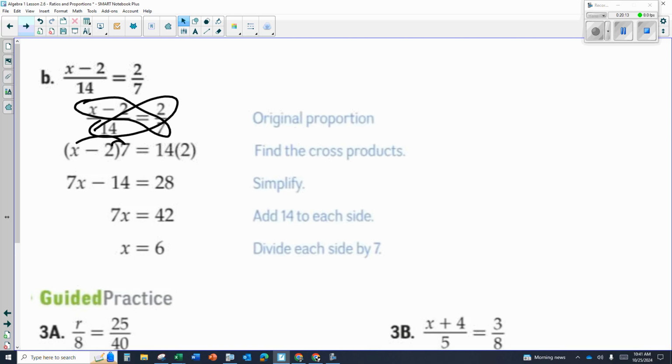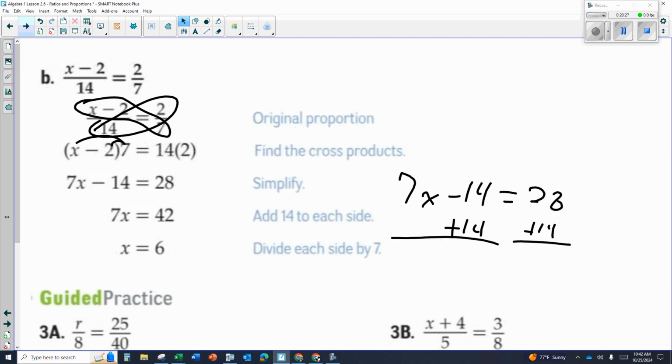Well, this is a two-step process to solve for x. They don't show that you're adding 14 to both sides. If you did that, 7x minus 14 equals 28. Well, add 14 to both sides, and 7x minus 14 plus 14 is 7x, and that does give you 42. Notice they don't show the division by 7 on both sides. If I were to show that, that would be another step. Over here, 7x divided by 7 equals 42 divided by 7. 7 divided by 7 simplifies to 1 over 1. 42 divided by 7 simplifies to 6. So x equals 6 is the correct answer.